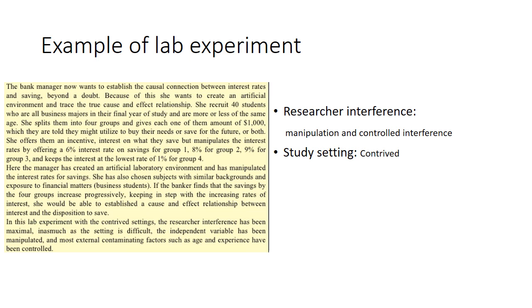She offers them an incentive interest on what they save but manipulates the interest rates by offering a 6% interest rate on saving for group 1, 8% for group 2, 9% for group 3 and keeps the interest at the lowest rate of 1% for group 4. Here the manager has created an artificial laboratory environment and has manipulated the interest rate for saving. Okay, so this is the controlled interference with the manipulation.